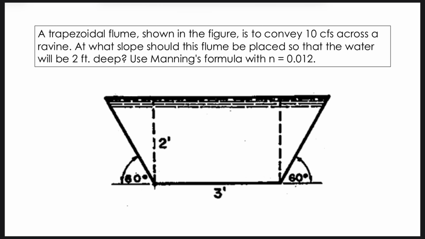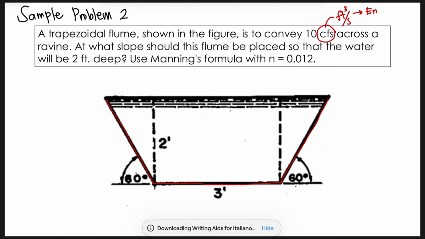Okay, pangalawang problem. So we have a trapezoidal flume. Trapezoid po yan. Ito yung trapezoid niya. Is to convey 10 CFS, or this one is cubic feet per second. This is in English unit po. Across a ravine. At what slope should this flume be placed so that the water will be 2 feet deep?